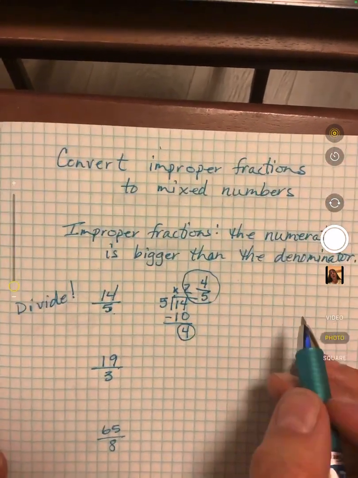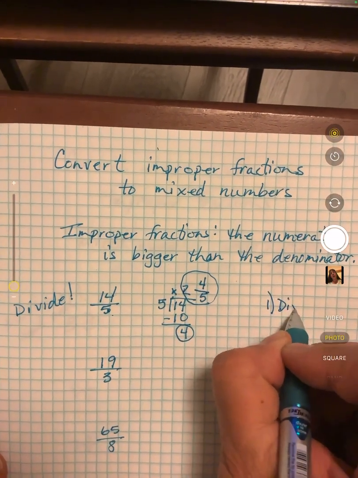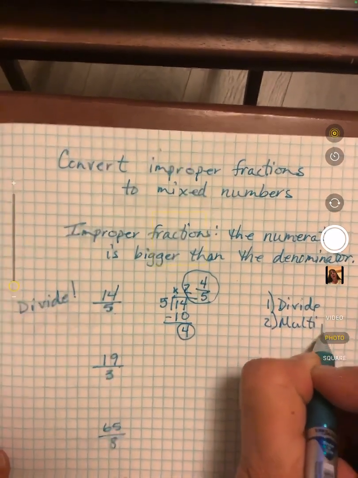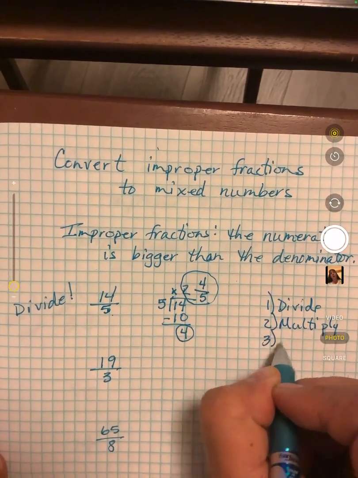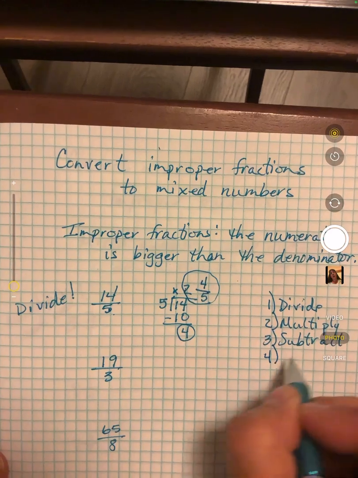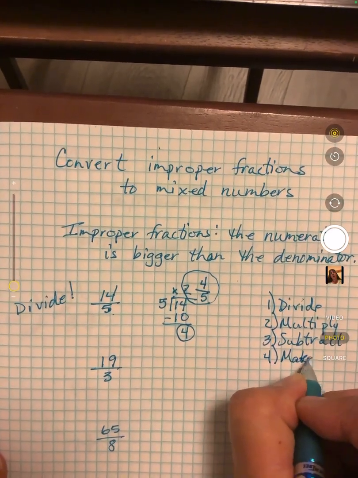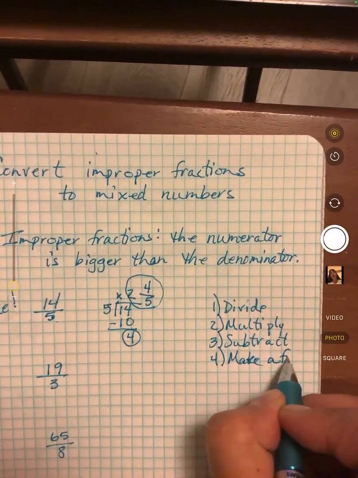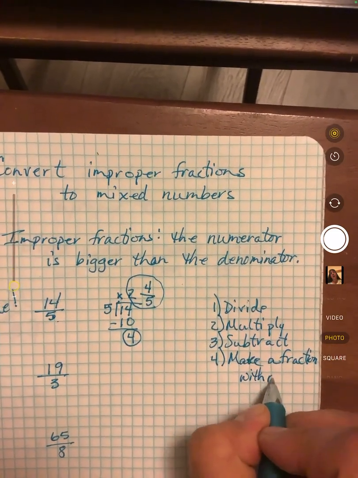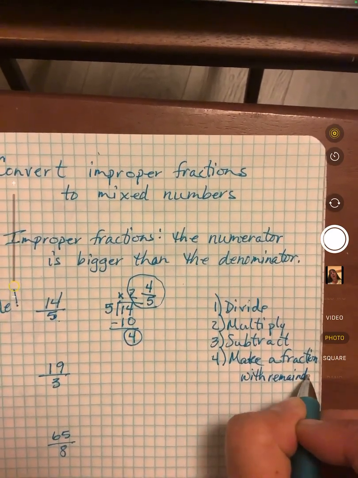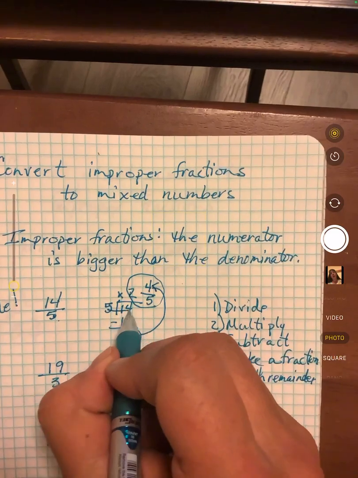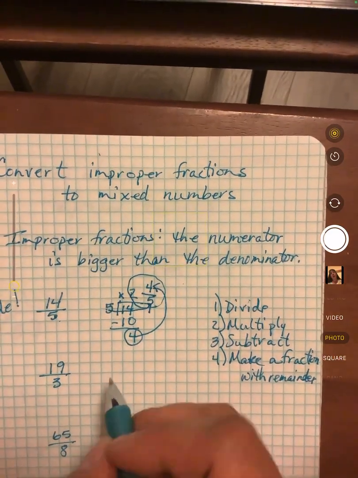Okay, so first step is we divide. Then we multiply. Then we subtract. And then you make a fraction with your remainder. Okay, your remainder goes to the top of the fraction, and then the bottom number is what you're dividing by. Okay, so let's try this again.